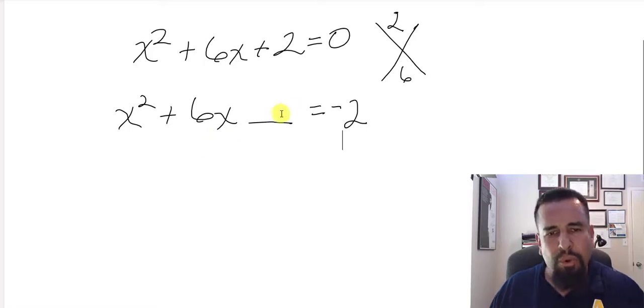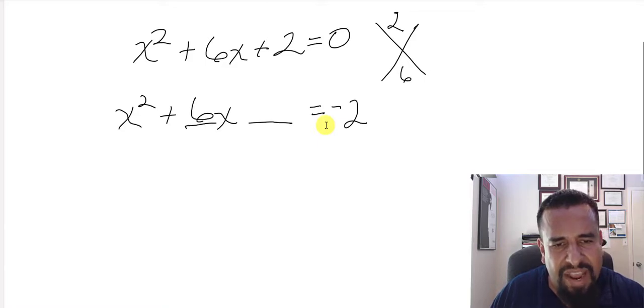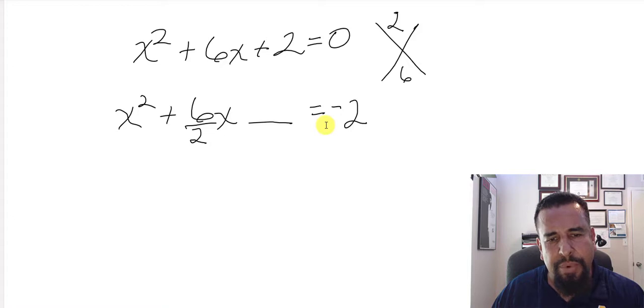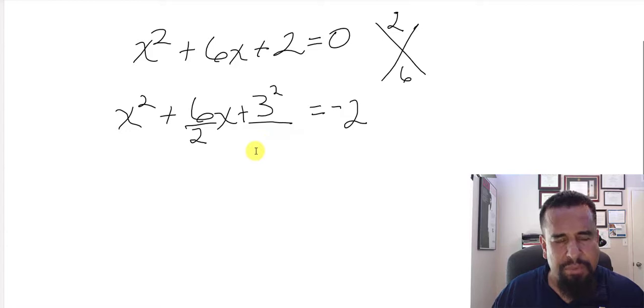All right. So what do I put in here then? Simple. I want you to go to your middle number. Take this middle number and divide it by 2. I divide it by 2 and it gives me 3. That's the number that goes in there. That's going to be a positive 3. And I square it. Okay? I'm going to square it because I want to make this a perfect square, remember.